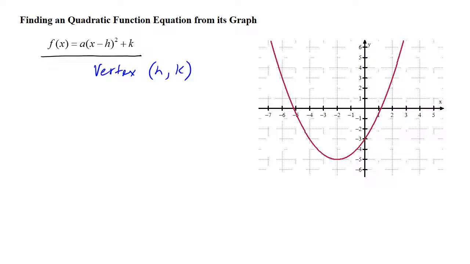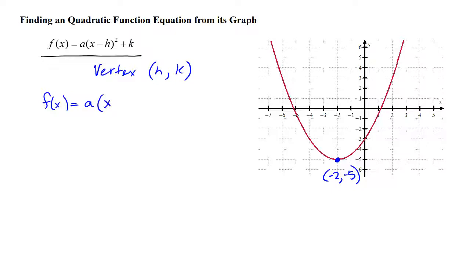So let's look at this particular graph. The vertex is this lowest point, and it's at a location of (-2, -5). So that would be my h and k. So I can go back up here to the equation and put in the vertex. Remember, a is not part of the vertex. We still need to find it.